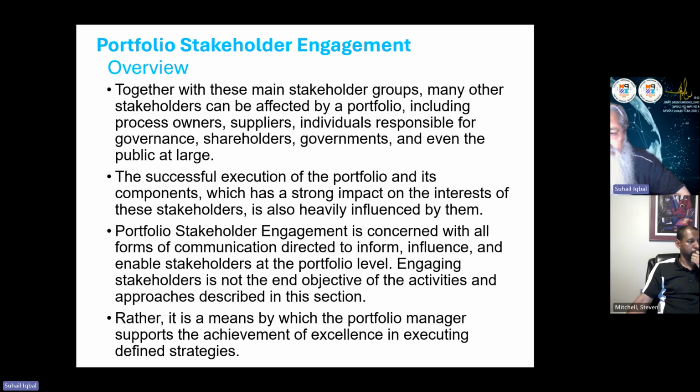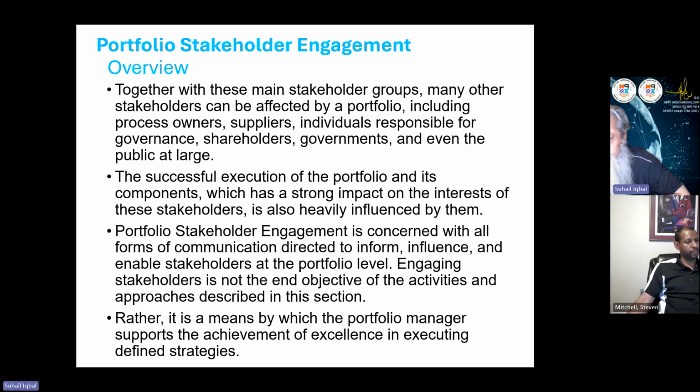The successful execution of the portfolio and its components, which has a strong impact on the interest of these stakeholders, is also heavily influenced by them. Anything which could impact the stakeholder and the portfolio, those things can have influence on these stakeholders as well, affecting or affected by.